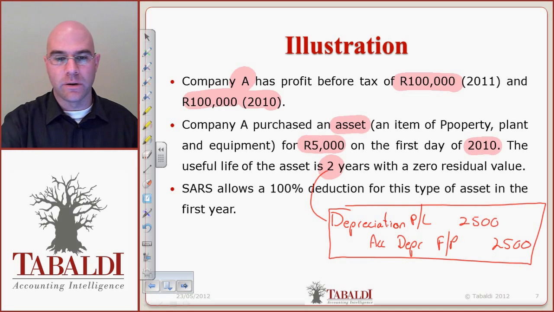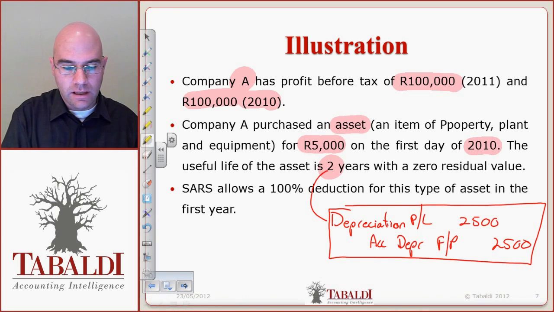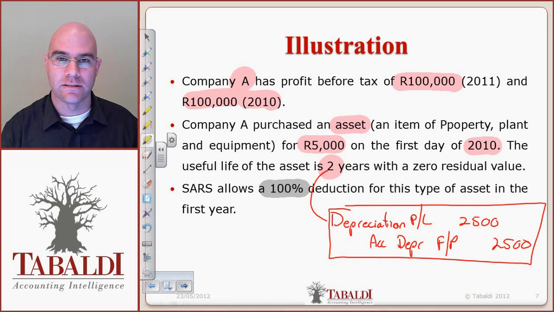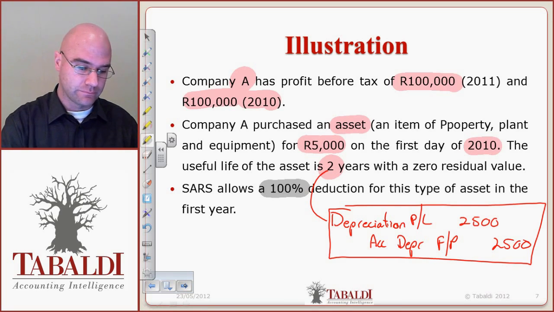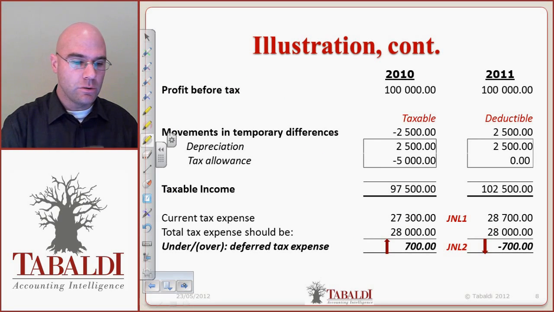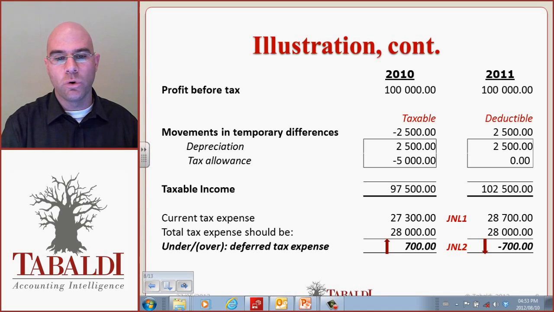The tax authority, however, has said that in year one you will get 100% tax deduction. So the tax expense, for want of a better word, is the full 5,000 in year one. So let's continue with this little illustration. And the illustration now moves towards my current tax computation.